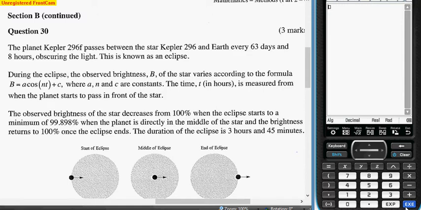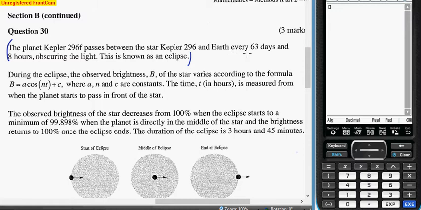Hello again. Here's question 30 from the 2014 exam. There are a lot of words with this question. You should spend a moment reading them, maybe pause this video now and read them carefully, and then I shall go on with it. Okay, the important part is that this whole first paragraph here is really just distracting and unnecessary.